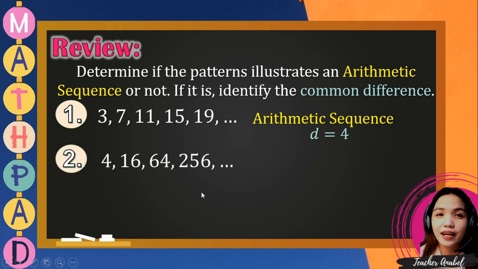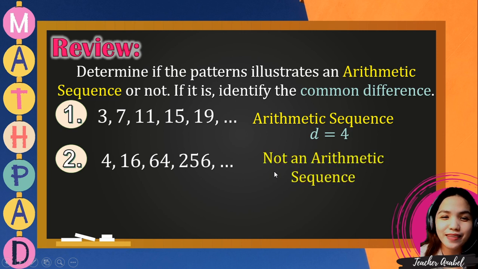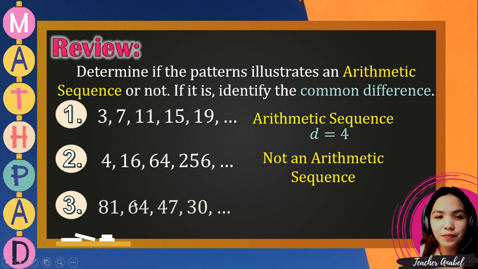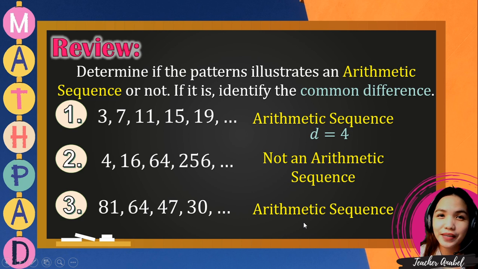Next, let us have 4, 16, 64, 256. Is it arithmetic sequence or not? Correct. This is not an arithmetic sequence because there is no common difference between the terms. Now, let us have the third one. 81, 64, 47, 30. Is it arithmetic sequence or not? Correct. That is an arithmetic sequence and the common difference is negative 17.